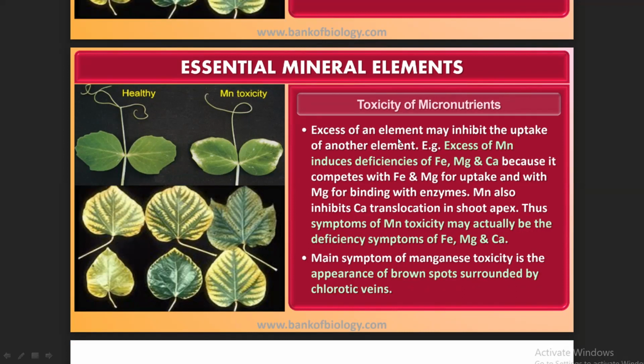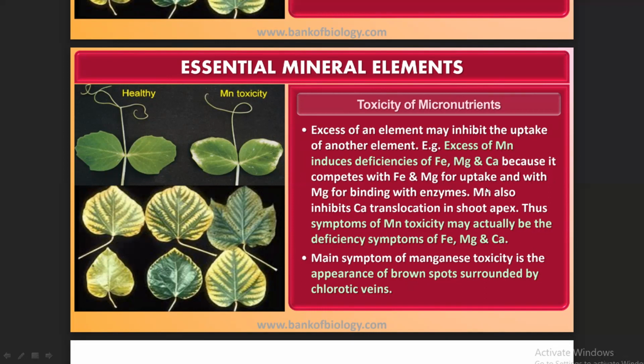Toxicity of micronutrient: excess of an element may inhibit the uptake of another element. Excess of one element will stop uptake of another element. Excess of manganese induces deficiency of Fe, magnesium and calcium. If you put more manganese and there is iron, magnesium and calcium in the soil, the plant cannot absorb them because manganese is competing with Fe and magnesium for uptake, and with magnesium for binding with enzyme.